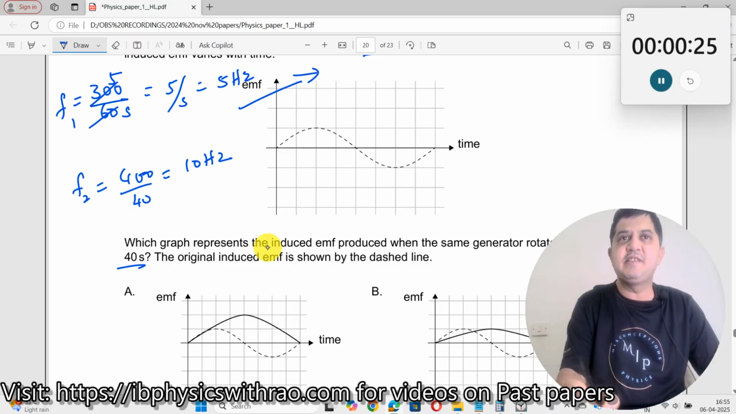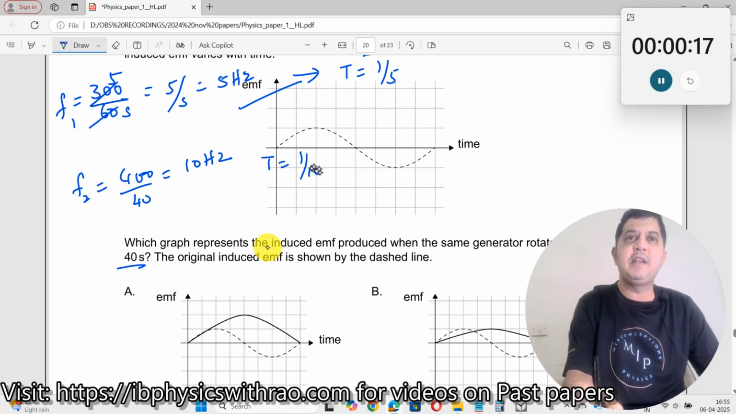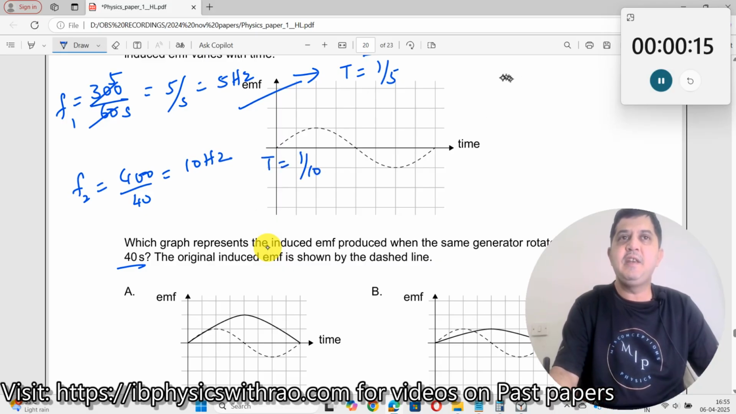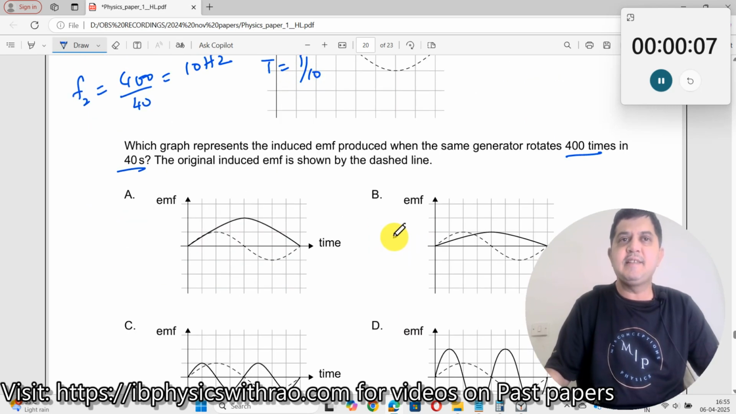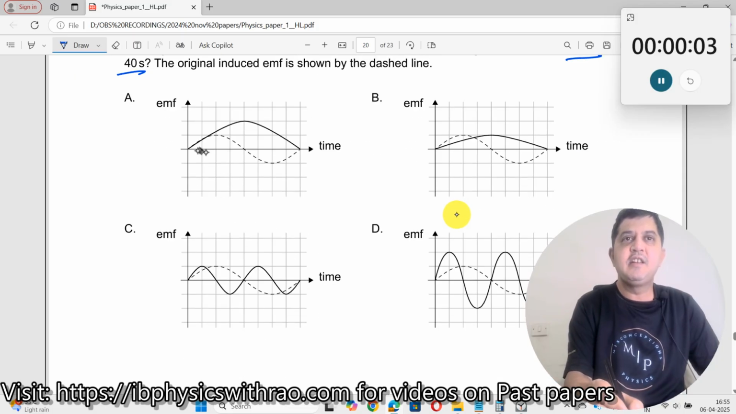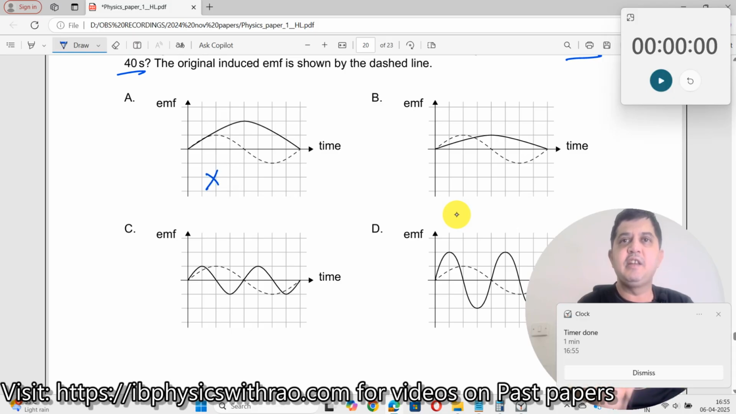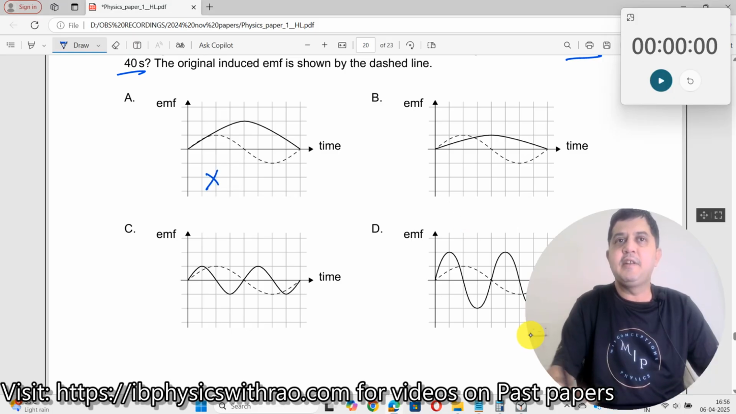When frequency is rising, that means the time period should decrease, right? So here the time should be 1 by 5, and here the time should be 1 by 10. Which means if F1 is lesser than F2, T1 should be greater than T2, inversely proportional, right? So as a result, T1 should be greater than T2. See here, in this case the solid line is T2, and T2 is larger than T1. Incorrect.